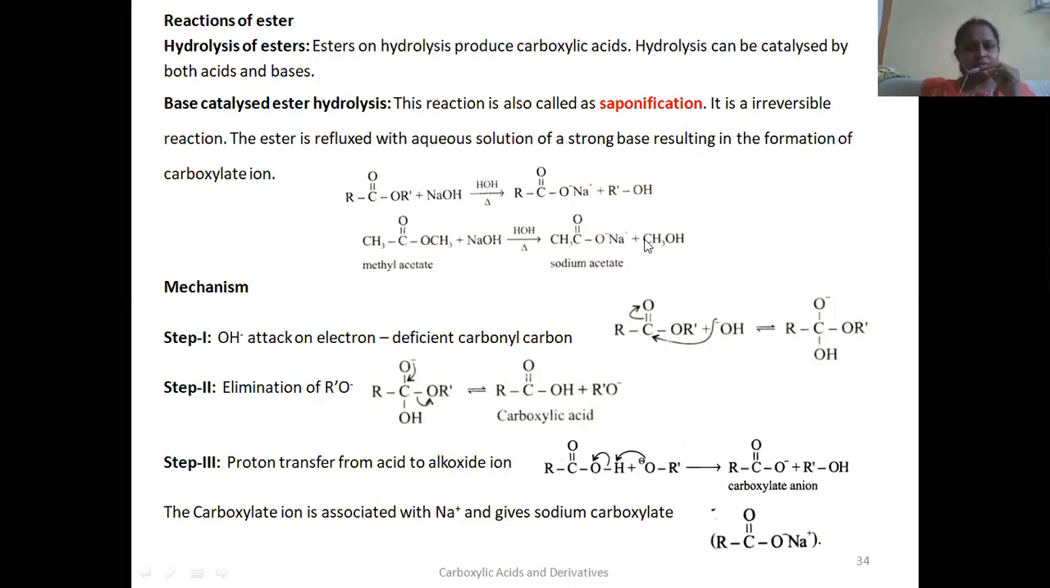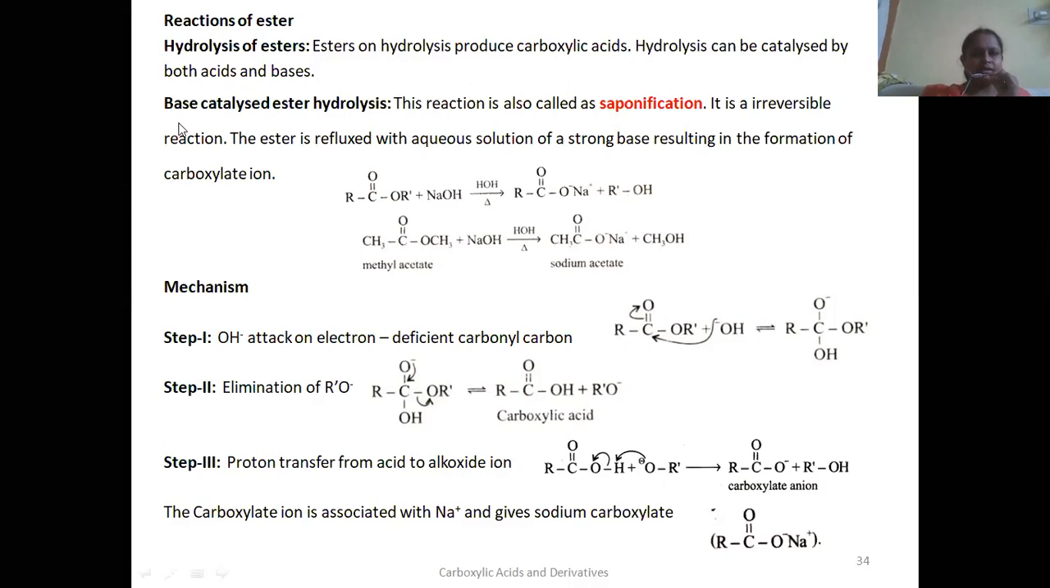Esterification means what? This is a backward reaction. Conversion of carboxylic acid to ester by adding alcohol is esterification. Don't get confused when you get this question in the exam. You have to write it correctly. Esterification is formation of ester. Ester hydrolysis is hydrolysis of ester into carboxylic acid. Okay, both are vice versa reactions.